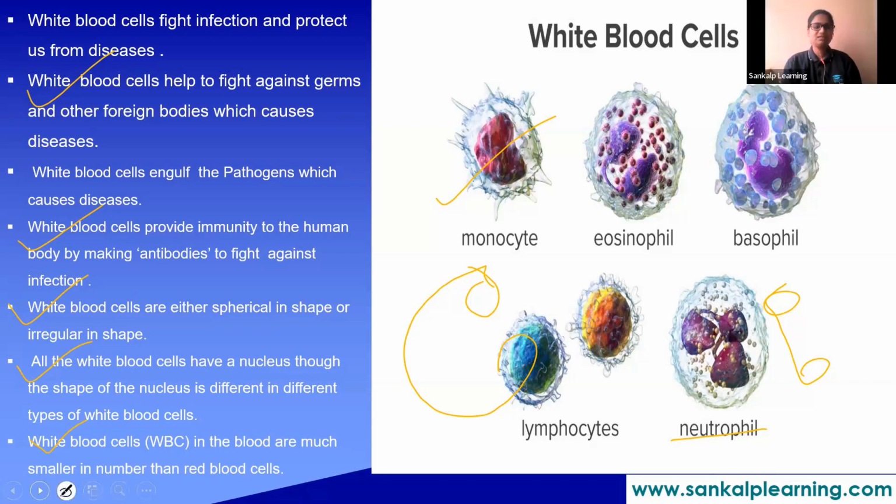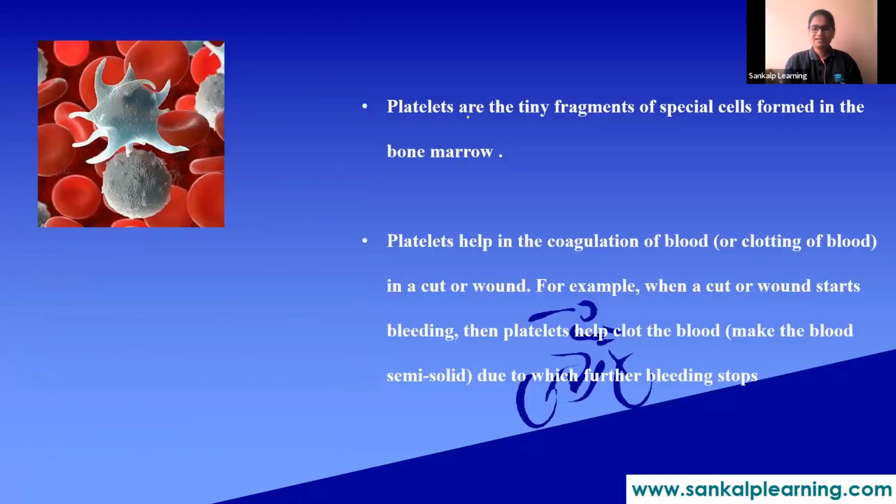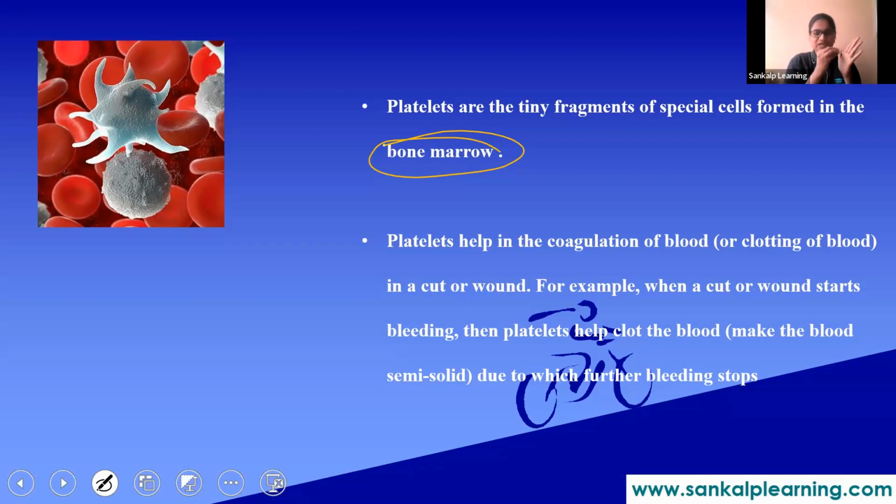Fine. Let us proceed. The other cell here is the platelets, guys. So what all we discussed? First, we discussed red blood cells. Next, we discussed WBCs or white blood cells. Next, we are discussing the platelets. So what are these platelets? These will be tiny fragments, not of accurate shape. These will be tiny fragments of special cells formed in the bone marrow. Red blood cells as well as white blood cells, all these cells will be formed in a structure called bone marrow.